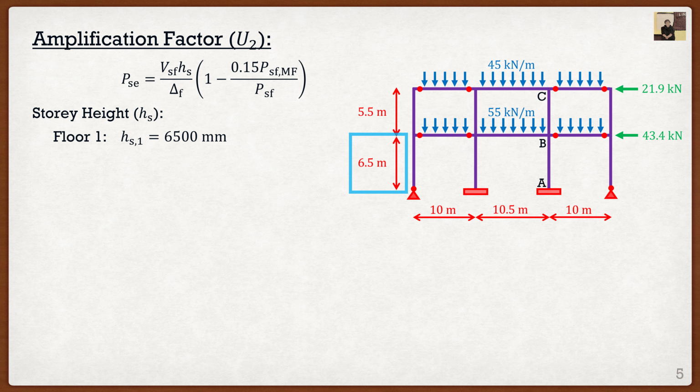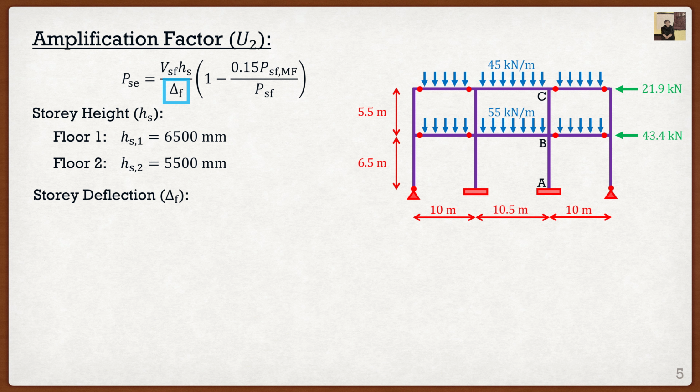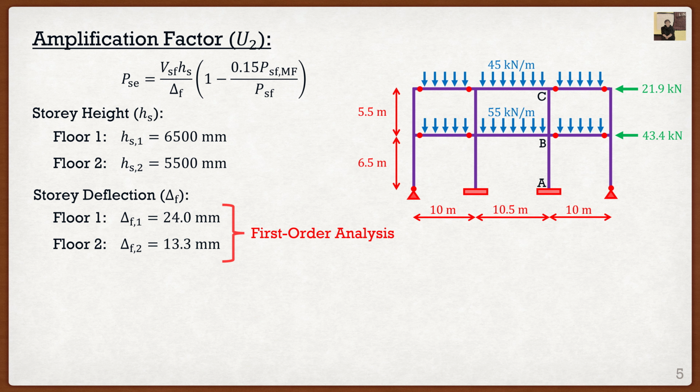So that's going to be for floor number 1. If we look at the second story, it's just as simple. We just have to look at the diagram and we can see that HS2 is 5,500 millimeters. So that's a nice, easy parameter. I'm sure no students will have problems with that. Another easy parameter that we have is the story deflection because we actually calculated this on the previous slide. So we know for floor 1, delta F1 is 24 millimeters, and for floor number 2, delta F2 is 13.3 millimeters. Again, this just came from the first order analysis that we did on the previous page. You should have no problems with this. Now we're going to get into the fun ones. And I say fun like they're bad, but they're actually pretty simple. You guys are very smart people.